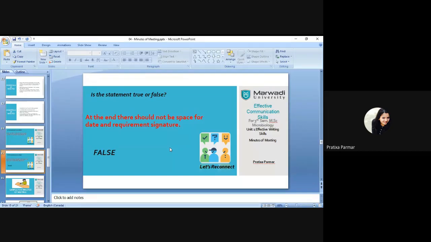Yes, the statement is false because there should be a space for date and signature, because that is an essential part of minutes of the meeting. Here the purpose is to record the things properly, to maintain the document properly, and for that these are very important things.